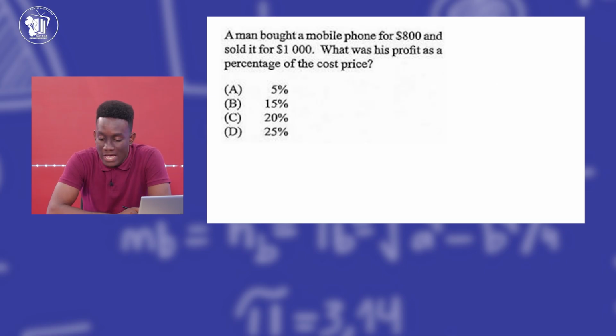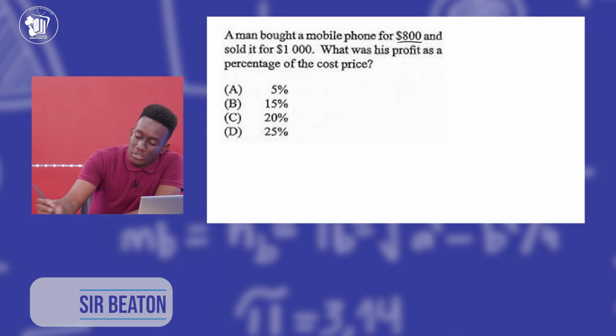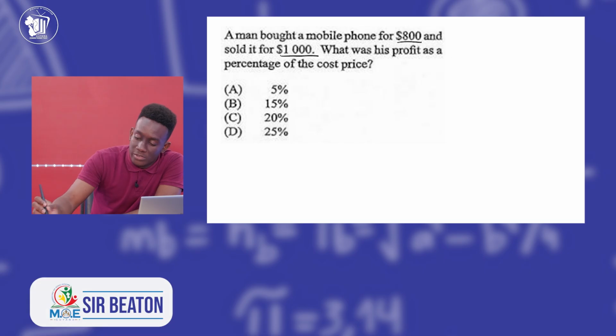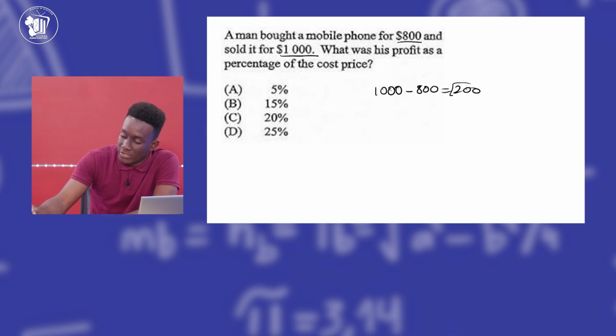So this one says, a man bought a mobile phone for $800 and sold it for $1,000. What was his profit as a percentage of the cost price? So the cost price here is $800. So let's find how much profit was made. He bought it for $800 and sold it for $1,000. So 1,000 subtract 800 would simply be 200. So this is the profit that was made.